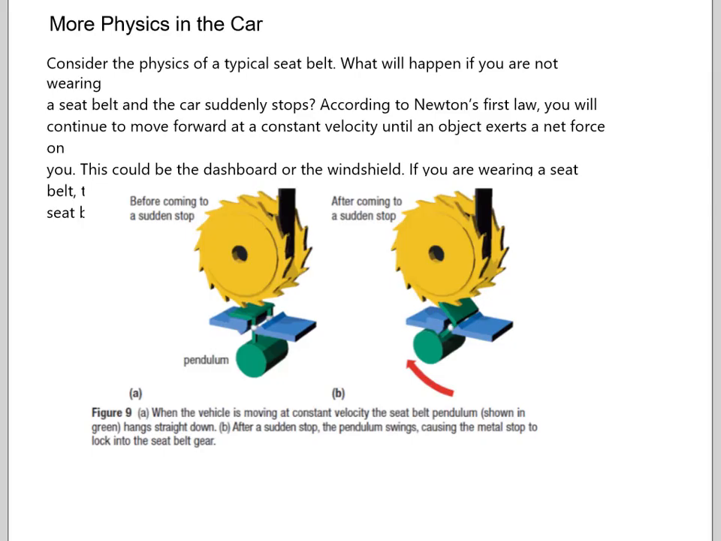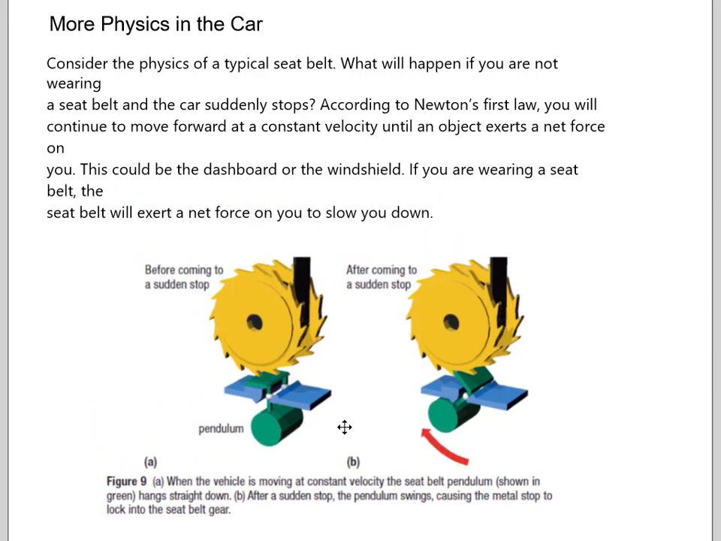Okay, more physics in your car. You may not know this, but some of your seat belts actually work with the same idea. This is taken right out of your textbook, so if you want to have a read of this, you can. There's a little pendulum inside your seat belt, so when you slam on the brakes, the inertia of that pendulum flies forward, and it's what locks in your seatbelt.